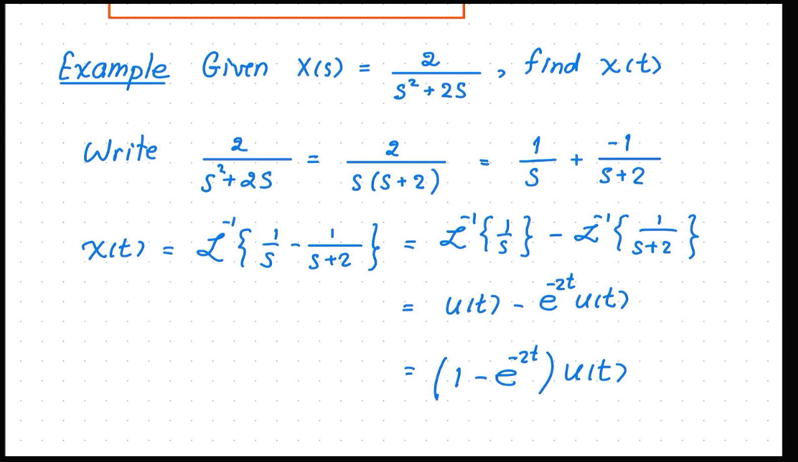Can you see the pattern? The pattern is exactly the same as in the previous example. Given something X(s), try to write it into something that we've seen before, then work on those to find the inverse Laplace, and then add them back, and then we get the solution. All right. Any question, please?